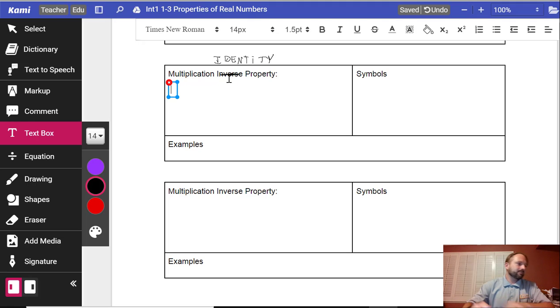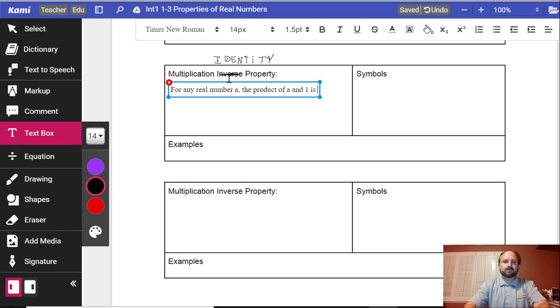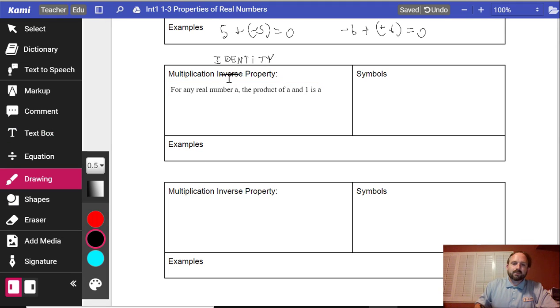Let's write it in. For any real number a, the product of a and 1 is a. Basically, what times this number equals this number. So let's write it in. a times 1 equals a, or 1 times a equals a.